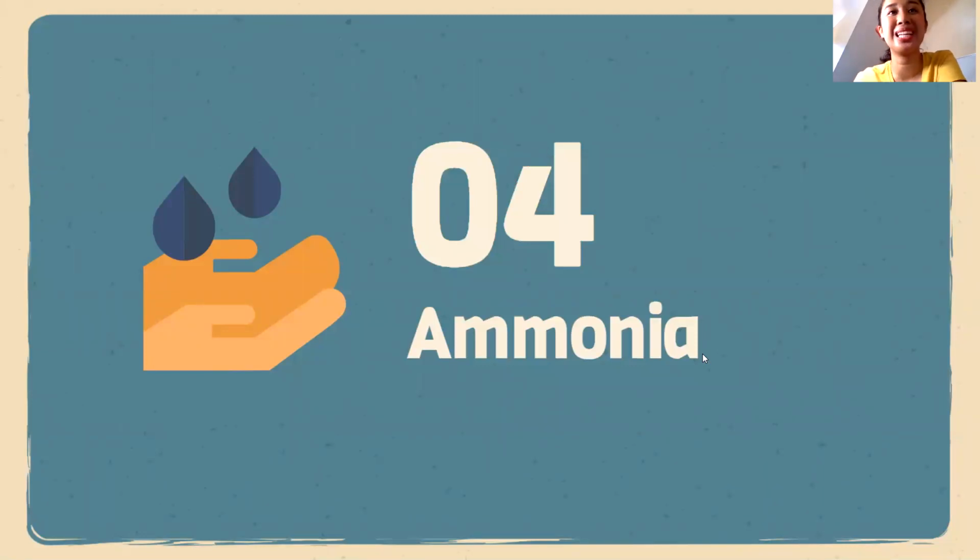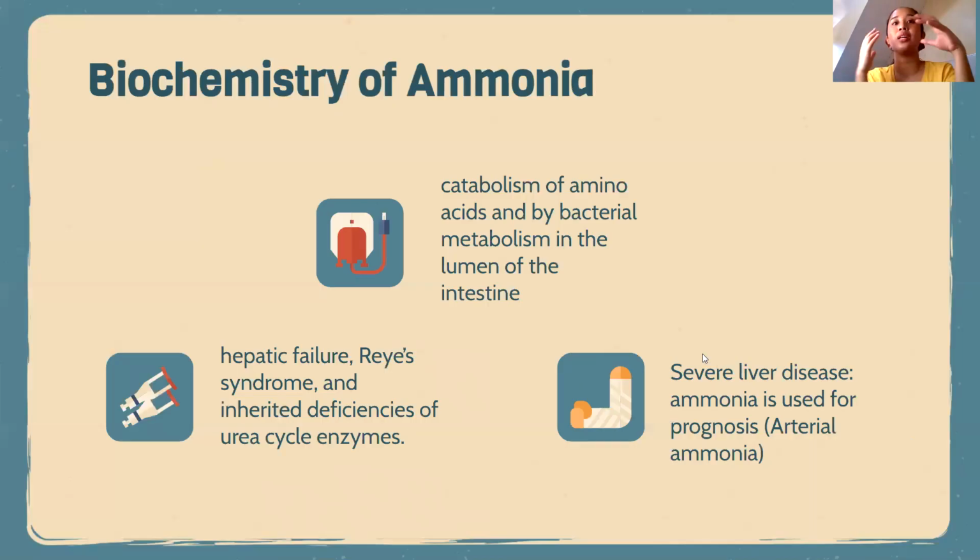And finally, guys, we are now in ammonia. So class, ammonia, so from the catabolism of amino acids. So class, ammonia is also affected by protein diet and by bacterial metabolism in the lumen of the intestine. So if you don't have enough bacteria in the intestine, especially kunyari immunosuppress ka or excess intake of antibiotic, pwedeng bumaba ang bacteria. Plus, ammonia is more reliable in your hepatic failure and Reye syndrome.